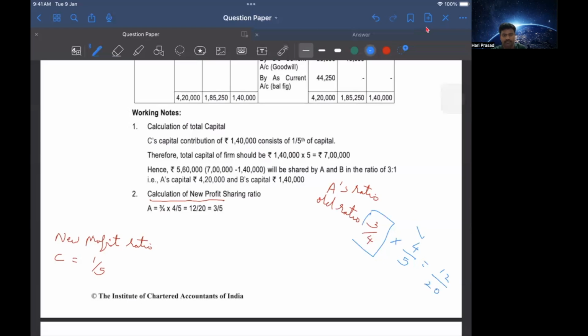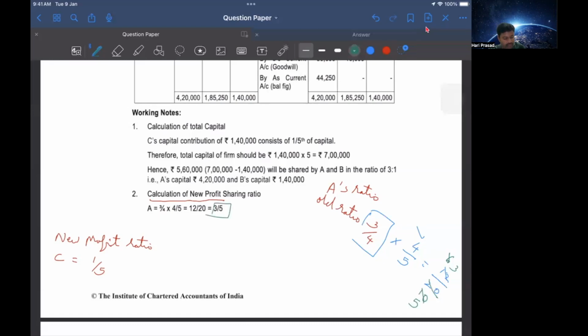12/20. Now what you need to do is simplify it. The number which divides 12 and 20. 12 is divisible by 2, 20 is also divisible by 2. 12 divided by 2 is 6. 20 divided by 2 is 10. Again, 6 is divisible by 2, 10 is also divisible by 2. Let's divide again. 3/5.